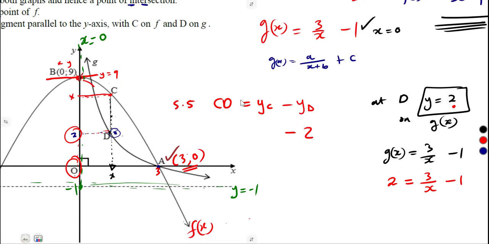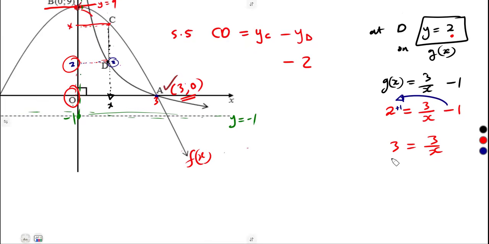If it was on f(x), you would work with f(x) so that you now find the G(x). So let's solve. Minus 1 to the other side, it becomes positive 1. 2 plus 1, that's 3, which is equal to 3 over x. So to solve for x, 3 is the same as 3 over 1. I can simply cross multiply: 3 times x, which is 3x, is equal to 1 times 3, which is 3. Divide by 3, so x is equal to 1.